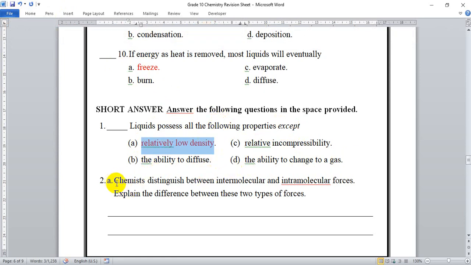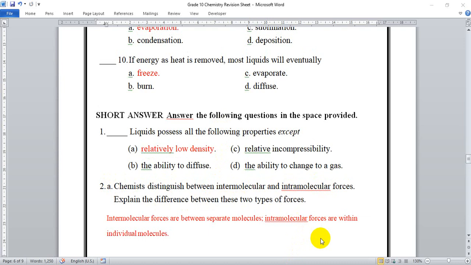2. A. Chemists distinguish between intermolecular and intramolecular forces. Explain the difference between the two types of forces. Intermolecular are forces between separate molecules. Inter means between one molecule and another molecule. While forces within the same molecule, between the atoms, are called intra. Intra means within, inside, while inter means between different molecules.